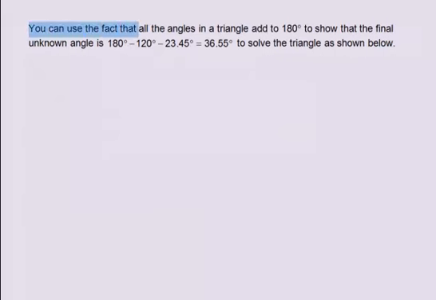You can use the fact that all the angles in a triangle add to 180 degrees to show that the final unknown angle is 180 degrees minus 120 degrees minus 23.45 degrees, which equals 36.55 degrees, to solve the triangle as shown below.